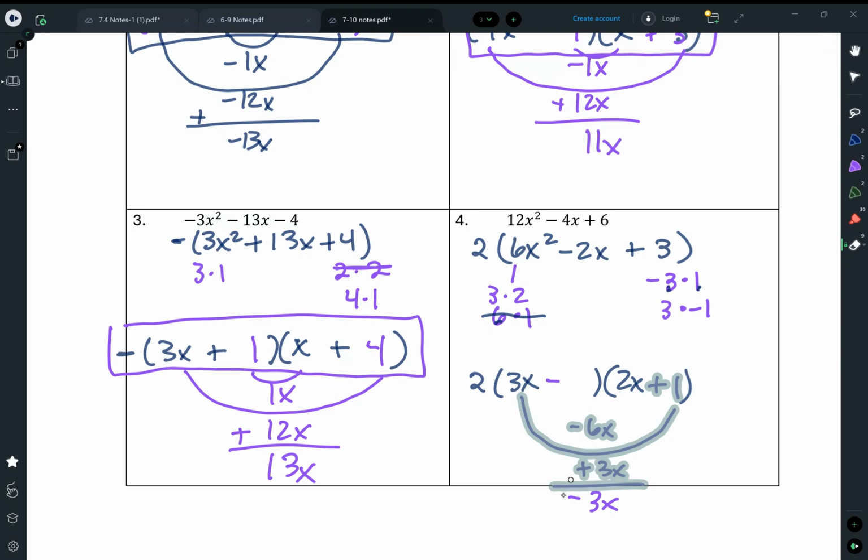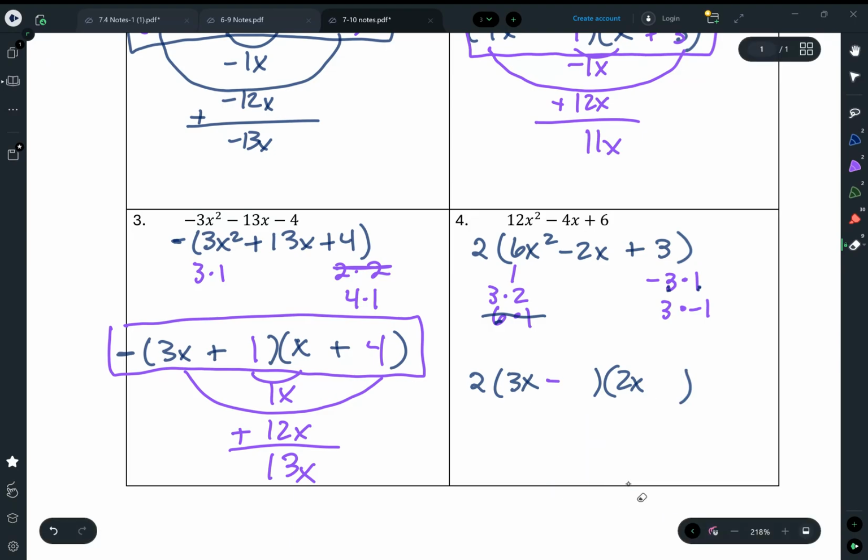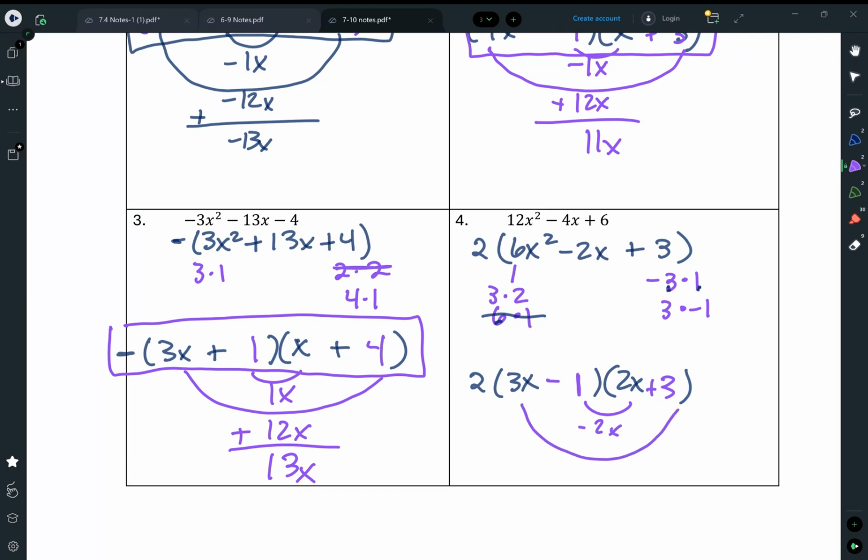I'm kind of wondering, is this going to work? I'm a little bit nervous about this. Let's do a 1 here then, and a 3 here. I don't think that's going to work either, is it? So now we've got a minus 2x and a plus 9x. That makes a 7x. All right, so something funky is going on here.